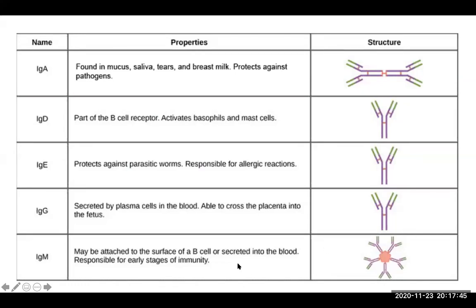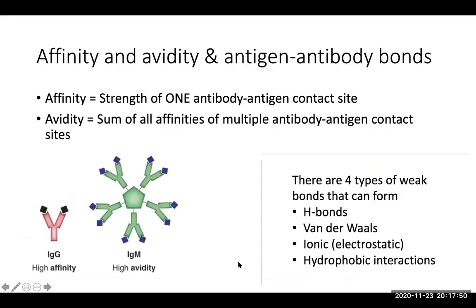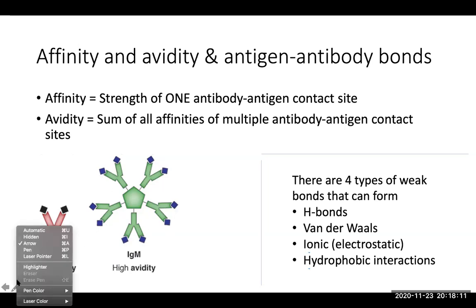So responsible for early stages of immunity. Okay, so I talked about affinity and avidity already, where we have certain antibodies such as IgG that are really good at binding antigen. So they have high affinity for antigen. This one, they really shouldn't have put all of the antigen here because that makes it look like it is high affinity, but it's really not.